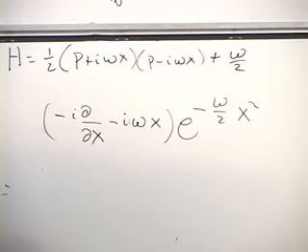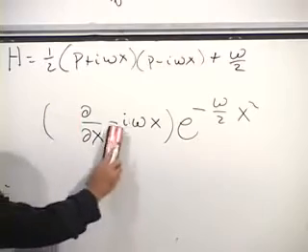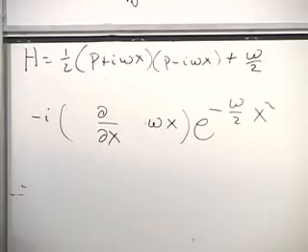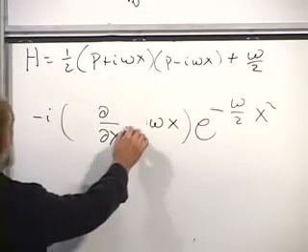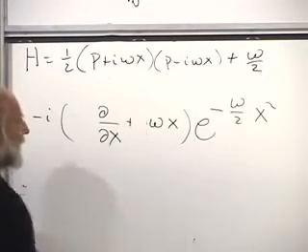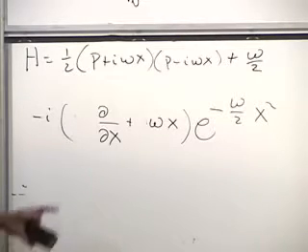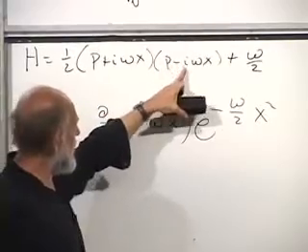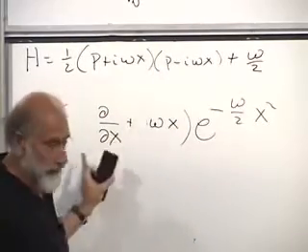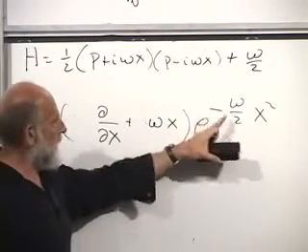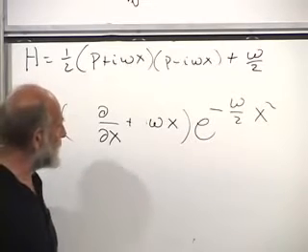Yeah, that looks right. Good. Okay. Now let's take out the factor of minus i. Was this plus? I think it was plus then, right? Yeah. Minus i d/dx minus i omega x, both of them have the same sign, minus i in front of them. Okay, what happens when we differentiate once e to the minus omega over 2 x squared?